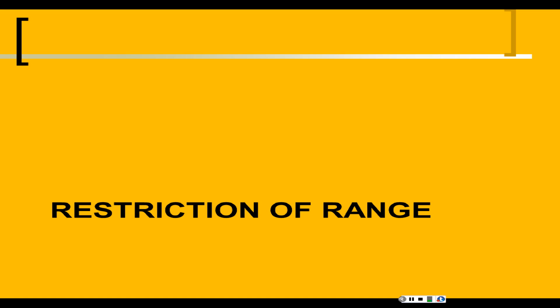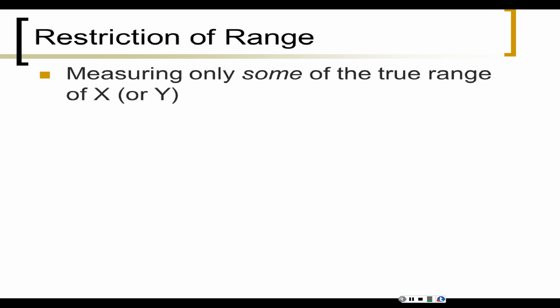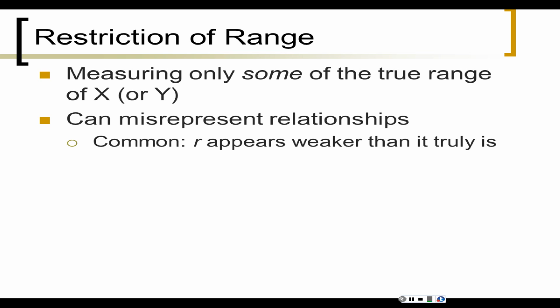Now let's talk about another problem with correlation and regression, restriction of range. What this means is just measuring some of the true range of one of your variables, x or y. And the problem is that it can misrepresent relationships. I'll give you some examples. What's really common is that the correlation between two things appears weaker than it really is. If you measured the whole range, you'd see a strong correlation, but you're only measuring part of the range, so you only see part of it.